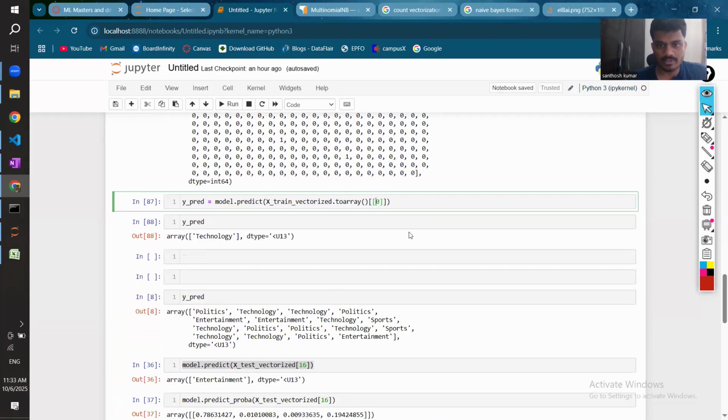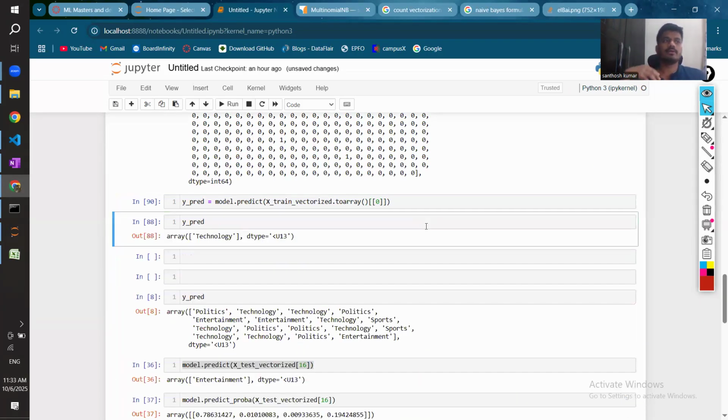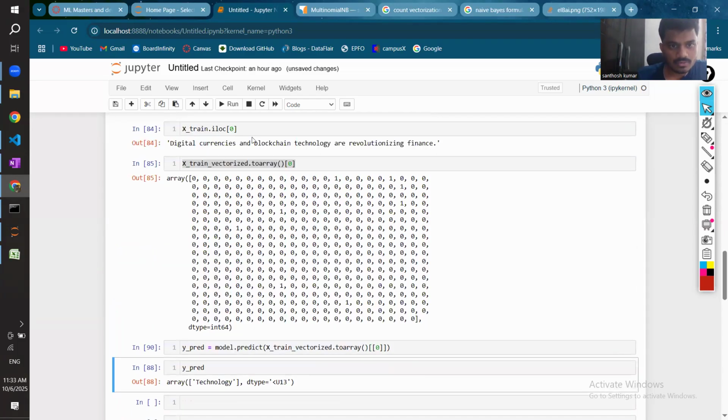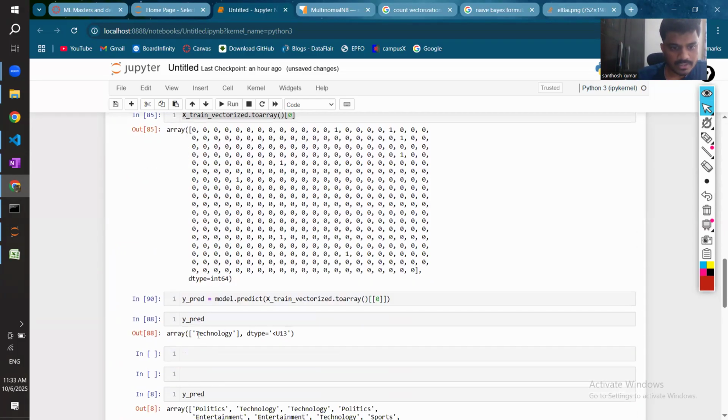Usually when we need to pass a 2D input, most of the time you will get an error, because you trained on a data frame. When you pass only one row, it is usually passed as a series, which means not two-dimensional. So by seeing this, you can say this is technology, and the model is also saying technology.